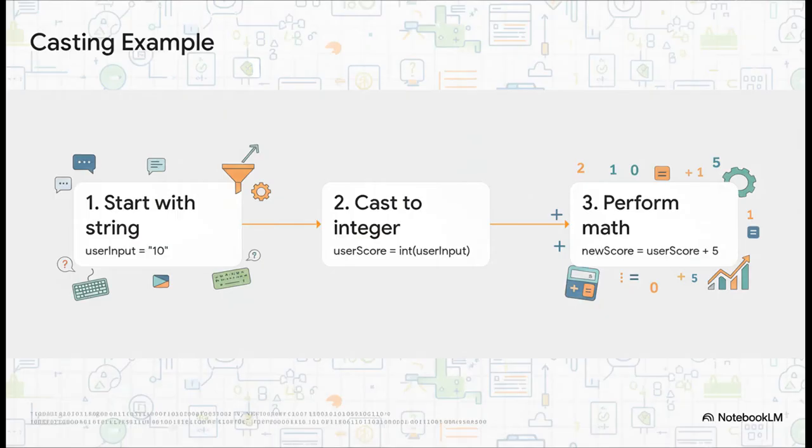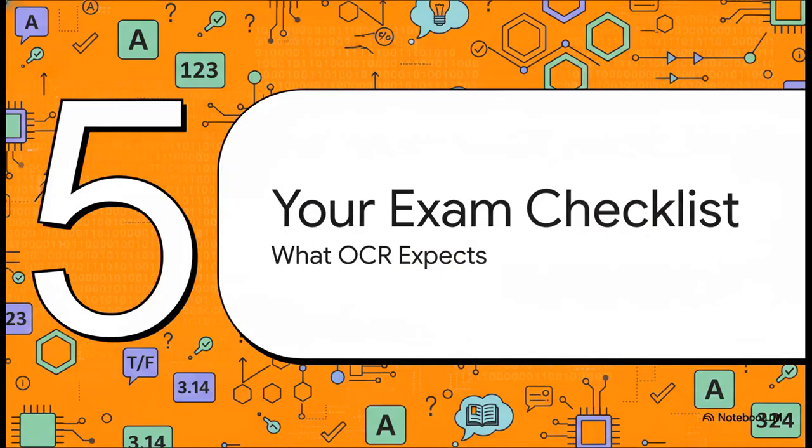And here's a perfect example of how that works, using the format from the OCR exam reference language. First, see how the user input is stored as a string with the quote marks? Then we use that int function to cast it, to turn it into an integer. Now that user score is a proper number, we can finally do some math with it, like adding 5 to get a new score of 15. Simple as that.